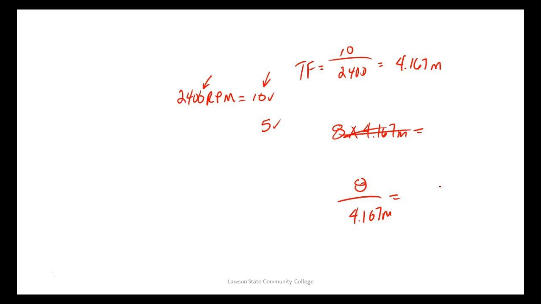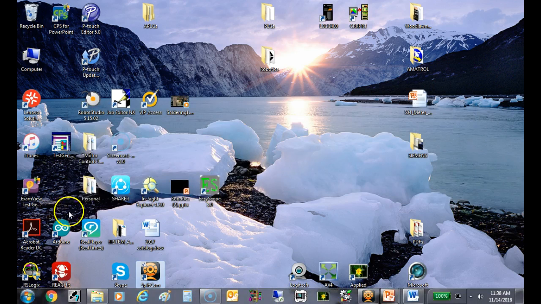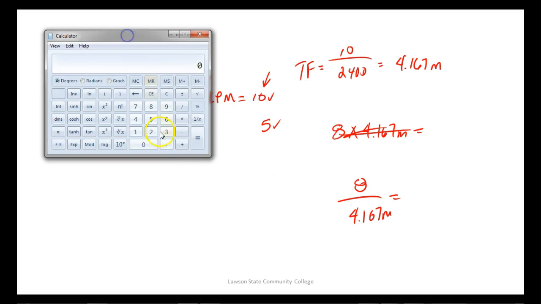What's that? 8 divided by 4. If we did this right, let me go back. So I'd take 10, which is the output of my generator, and I divide that by 2400, which would give me that number right there. Okay. So what I'm going to do now is I'm just going to store this in my memory. And then I can say 8 divided by recall. And that means the motor will be running at 1,920 RPM.